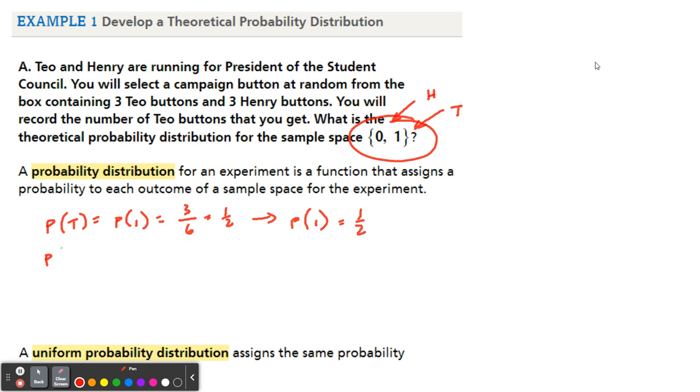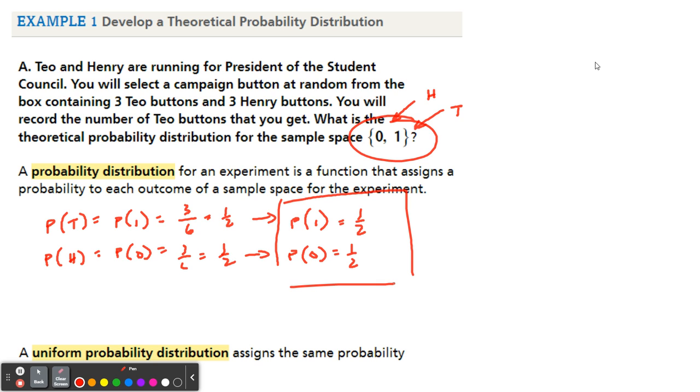Same thing for Henry, right? So Henry is the probability of getting a 0. And again, it doesn't matter if I let Teo be 1 or 0 and Henry be 1 or 0, just one's 1, one's the other. Again, still 3 Henrys out of 6, which is 1/2. So the probability of getting a 0 is 1/2. And this would be your probability distribution.